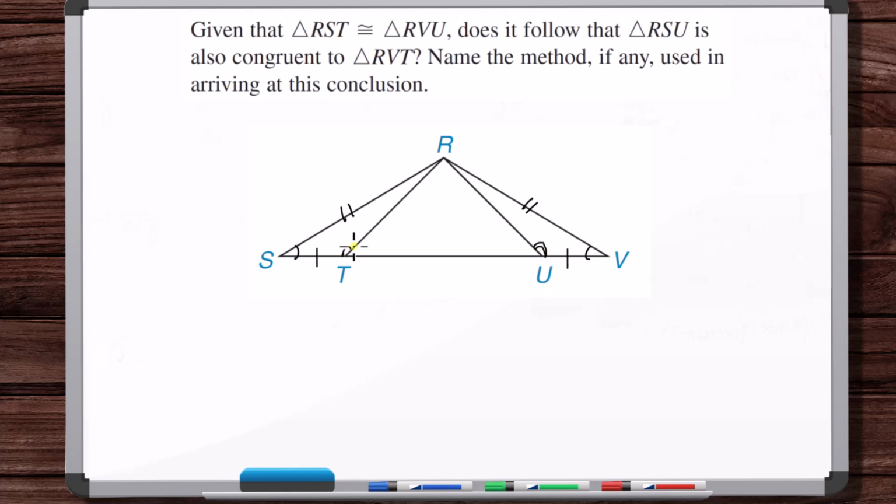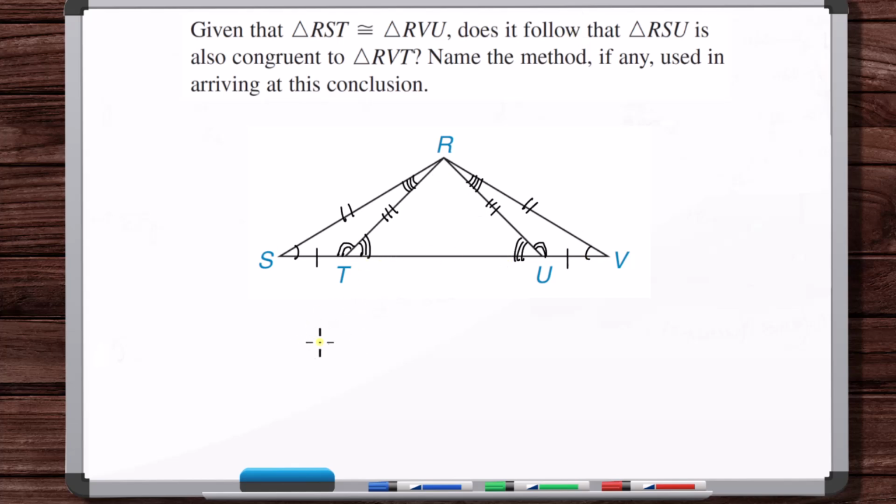But if these two angles are congruent, then these two angles are going to be congruent, because 180 minus these two, any of these angles is the same angle. So now these two angles are congruent. These two sides are congruent. Now they're asking, is triangle RSU congruent to triangle RVT?